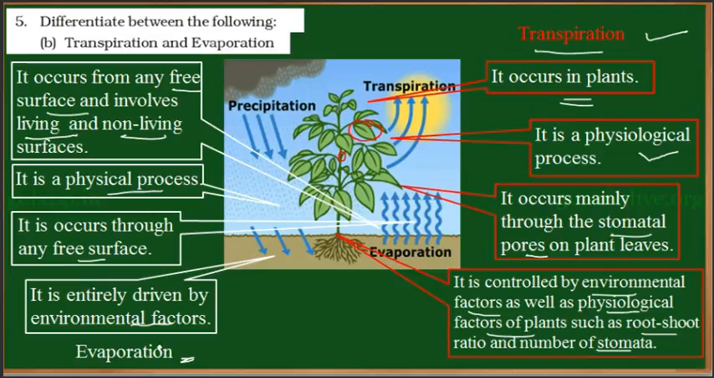So these are the differences between transpiration and evaporation. Transpiration occurs in plants. It is a physiological process. It takes place through stomata, and both environmental and physiological factors affect transpiration. Whereas evaporation is just a physical process. It can take place from a living or a non-living surface, and only environmental factors drive evaporation.